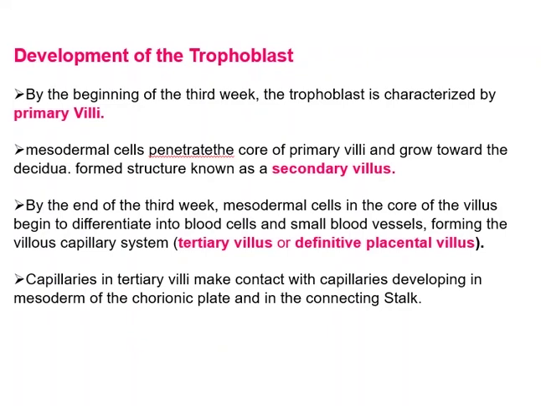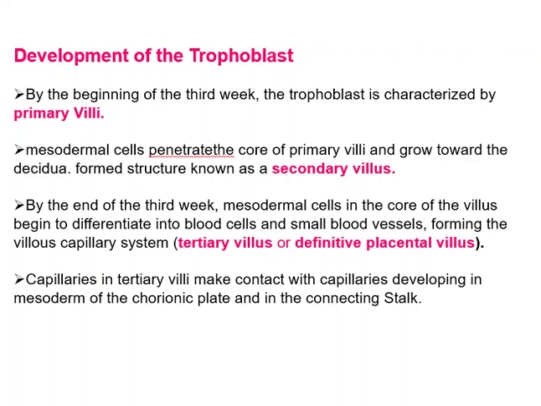Now we talk about the trophoblast. As I mentioned in the last lecture, we have three forms of villi. Primary villi appear at the beginning of the third week or at the end of the second week. Secondary villi appear after mesodermal penetration of the villus, while by the end of the third week we have the tertiary villus, or definitive placental villus.